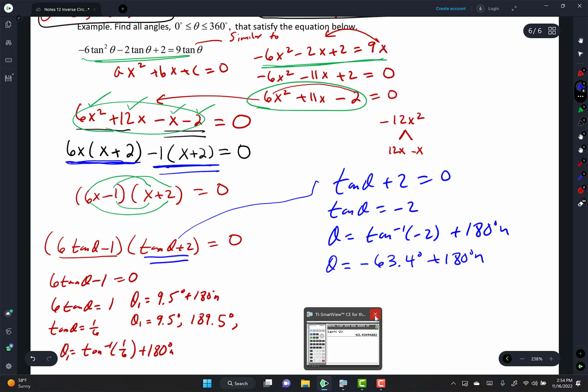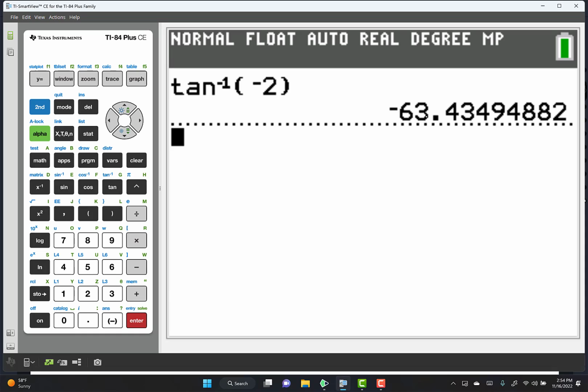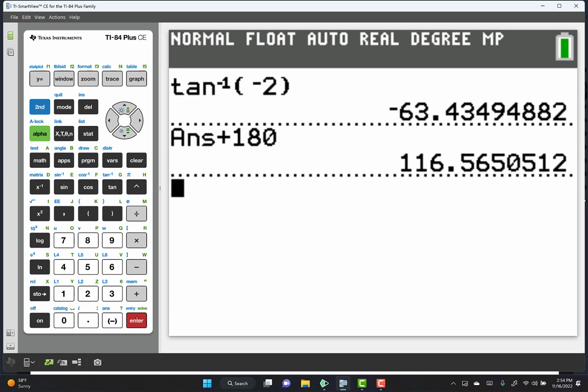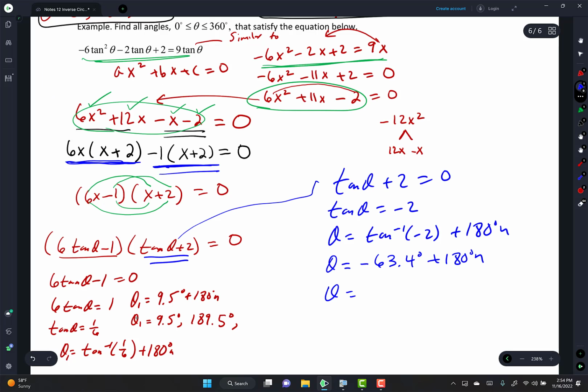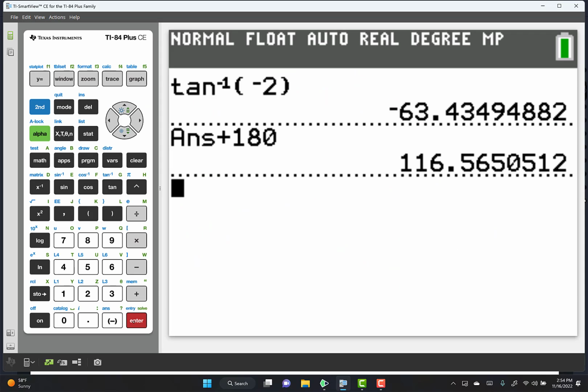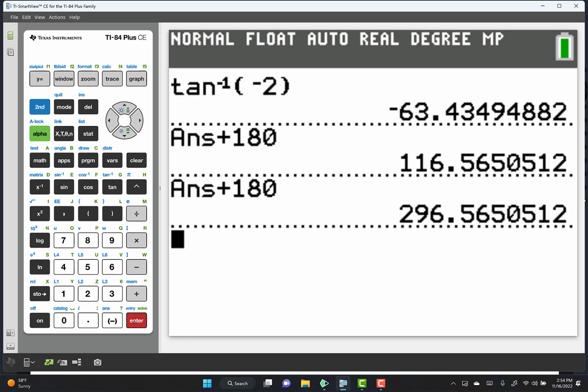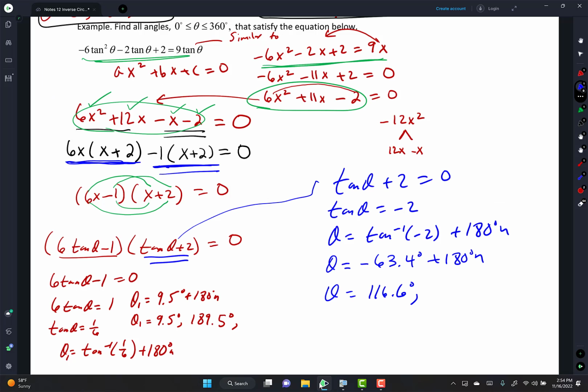Negative 63.4 degrees plus 180n. All right, let's get the answers. I'm going to add 180 to that. So that's one answer, 116.6. So theta equals 116.6 degrees, and another answer is, add 180 to that, 296.6. And there it is, guys.